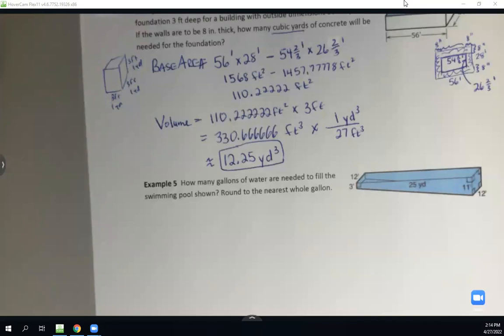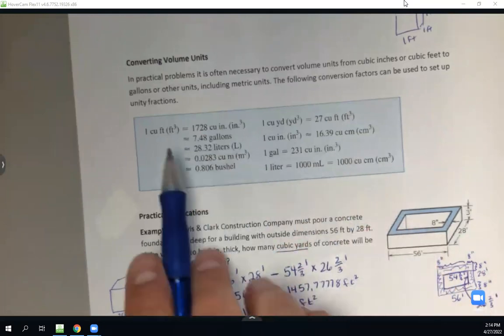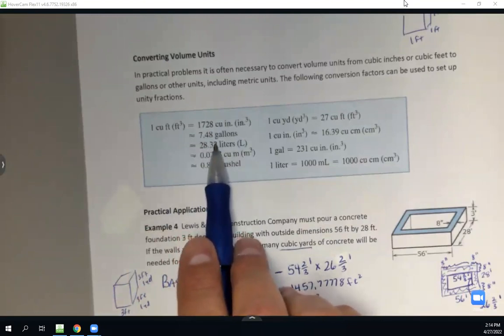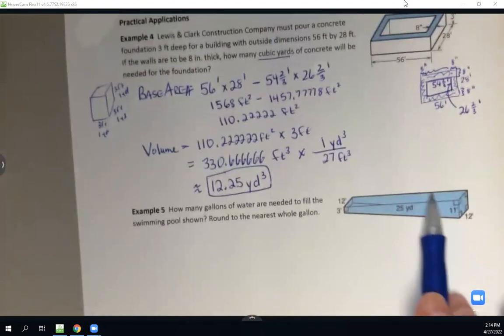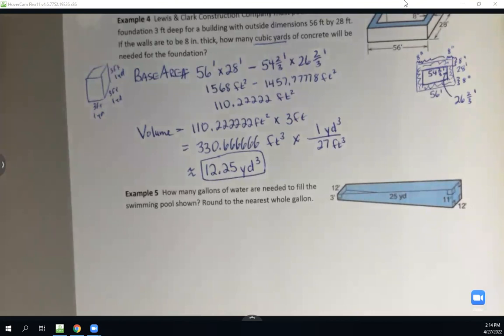So essentially what I need to do in order to figure out how many gallons of water it would take to fill up this pool is I need to find the volume. And then once I know the volume, I can convert that to gallons using what I know up here. For example, up here, I know that 1 cubic foot is about 7.48 gallons. So if I find the volume of the pool in cubic feet, then I could convert to gallons pretty easily. Make sense?